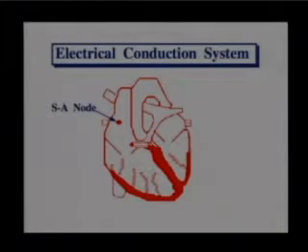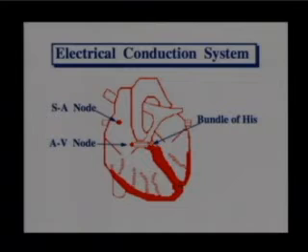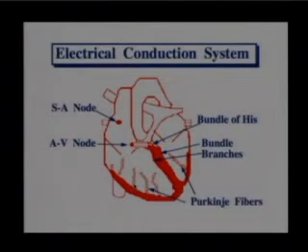So the heartbeat starts at the SA node, travels across the atria to the, that's right, the AV node. And then it travels down the bundle of His, the bundle branches, and then up the Purkinje fibers, and the ventricles beat. So this is the normal electrical conduction system.